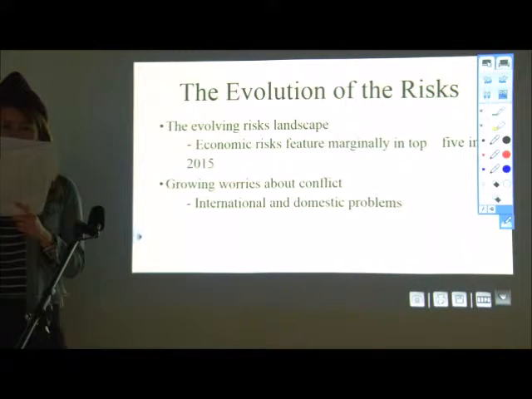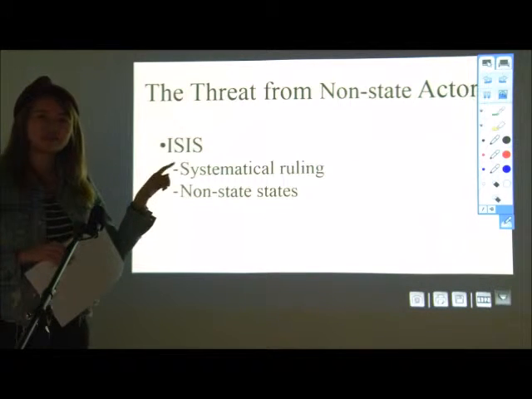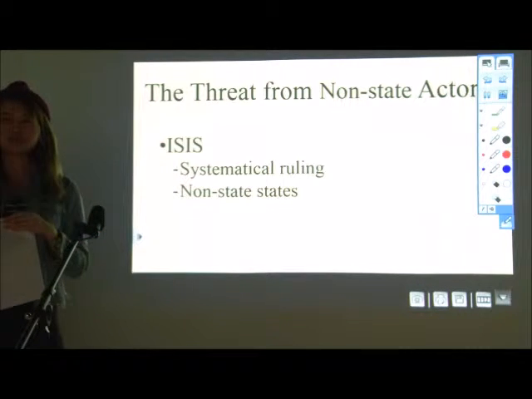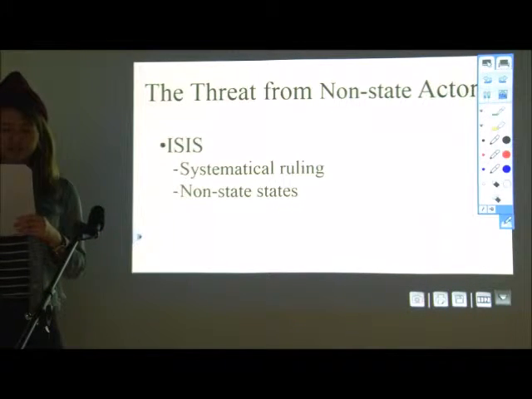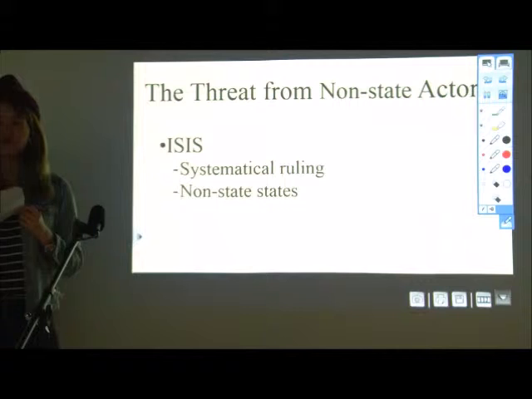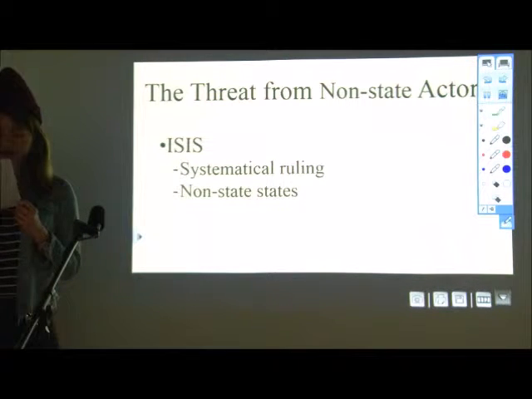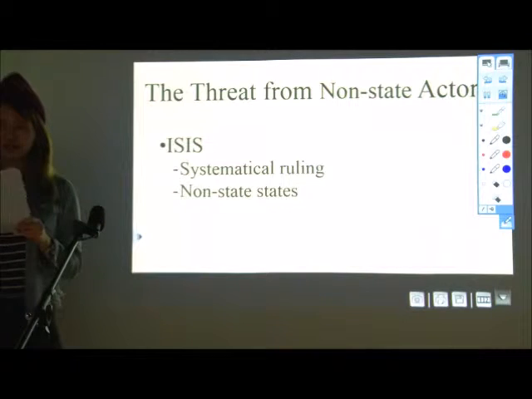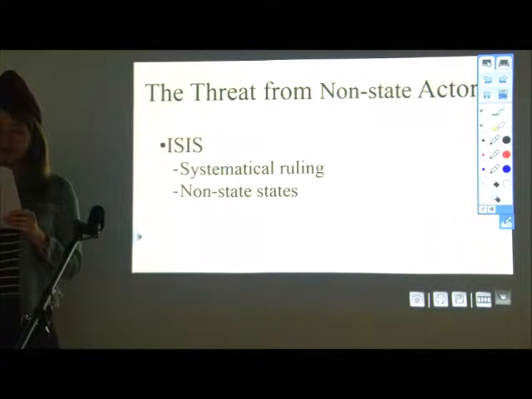And the next page, the threat from non-state actors. The group known as ISIS caught public attention. What really makes ISIS stand out is that it has claimed statehood. Its established systematic ruling boasts over 30,000 fighters, and it holds territory in both Iraq and Syria. Therefore, it became the richest non-state armed force in the world, equipping it to be a non-state state.